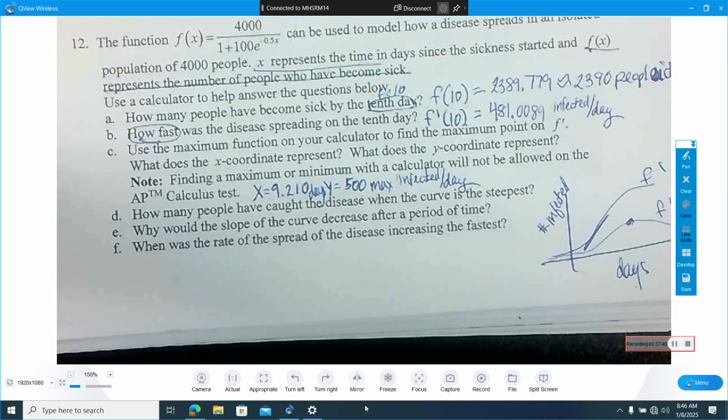You are not technically allowed to do this on the AP test. Use that maximum, finding the maximum on the AP test. They will never ask it in a way for you to do it that way. So like we did the left and the right, we'll never do it that way. You can't justify by saying I did it on my calculator, right? There's no calculus in that. All right, so that y value represents that the disease is spreading the fastest at a rate of 500 people per day, people infected per day. So where it's spreading the fastest.